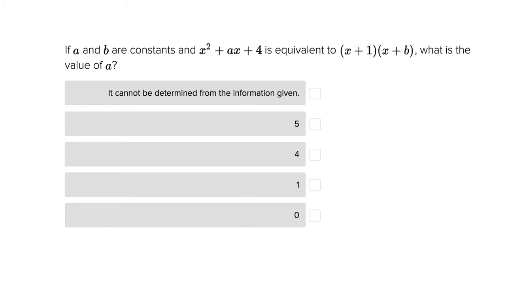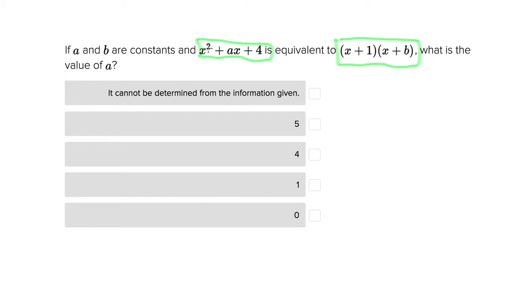You can tell it's a factoring problem because it tells you that two unknown values, A and B, are constants, and then it equates a function in slope-intercept form to one that looks like this. You've got two parentheses, x plus some numerical value, and then x plus some numerical value. In this case, the second numerical value is unknown.